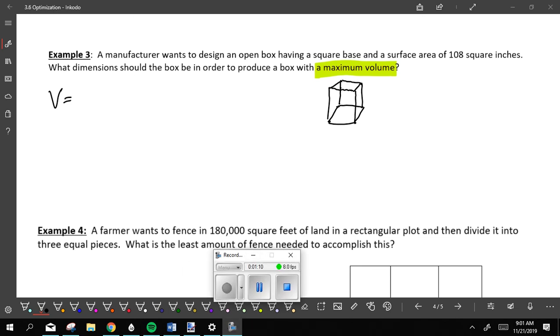Here is a visual of what we're trying to do. So I'm holding up a box. It's got a square base. We've got some sides, and it's open topped. Everybody agree with what we're trying to draw here?